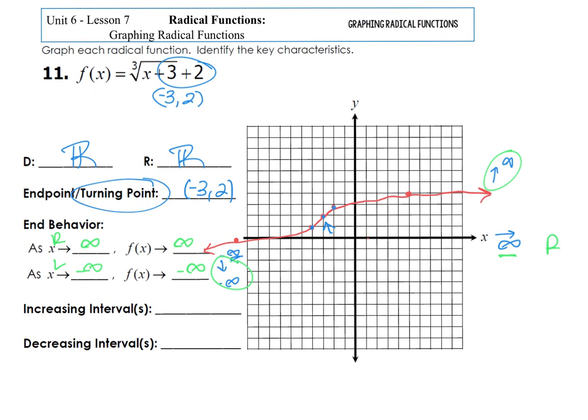Now, increasing or decreasing intervals. Notice from left to right, I'm going up faster, still going up. We're going up all the time. We're going up at different rates, basically, but we're always heading up. So there's no decreasing interval. And for which x values are we headed up? From negative infinity to positive infinity. And that's how we would write it. Negative infinity, comma, positive infinity.